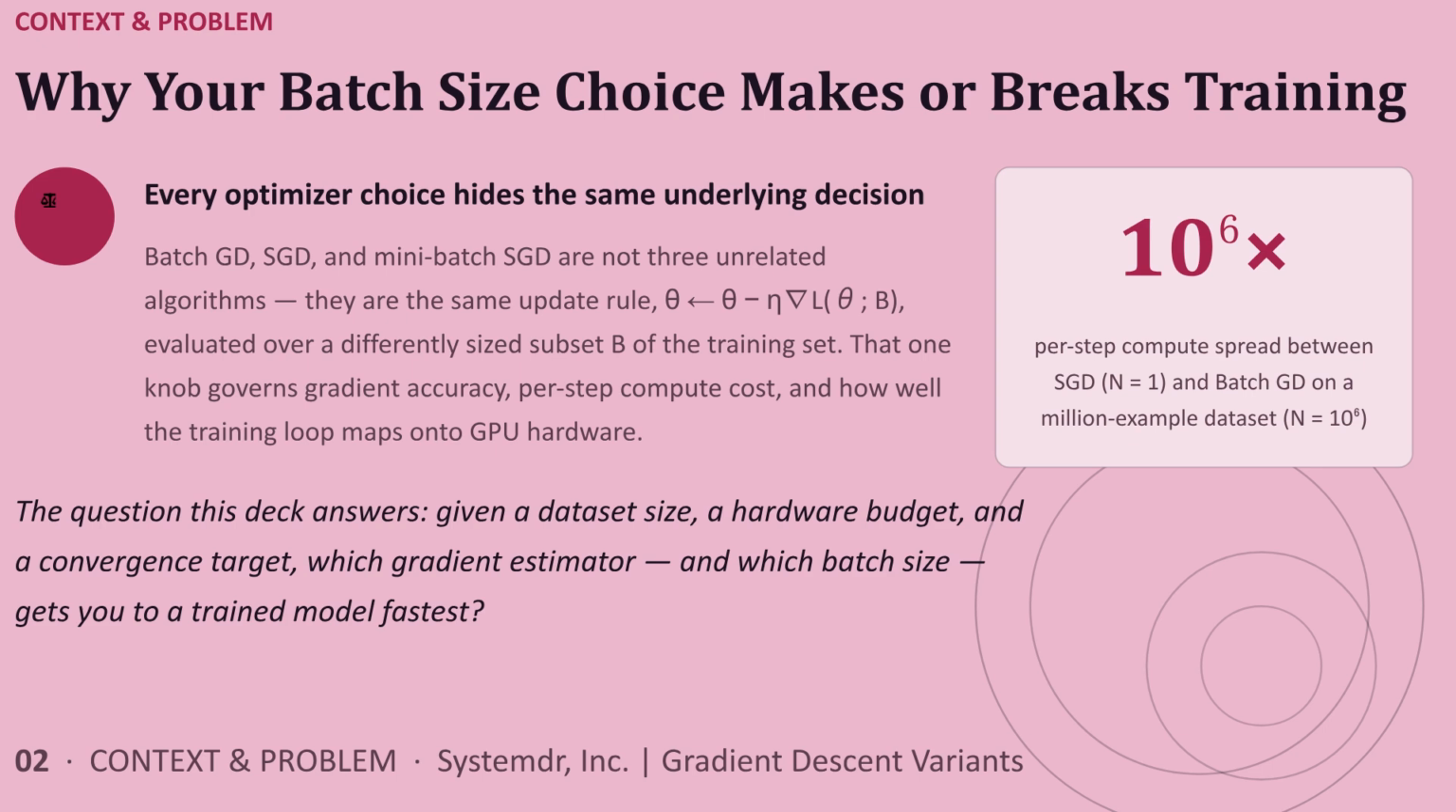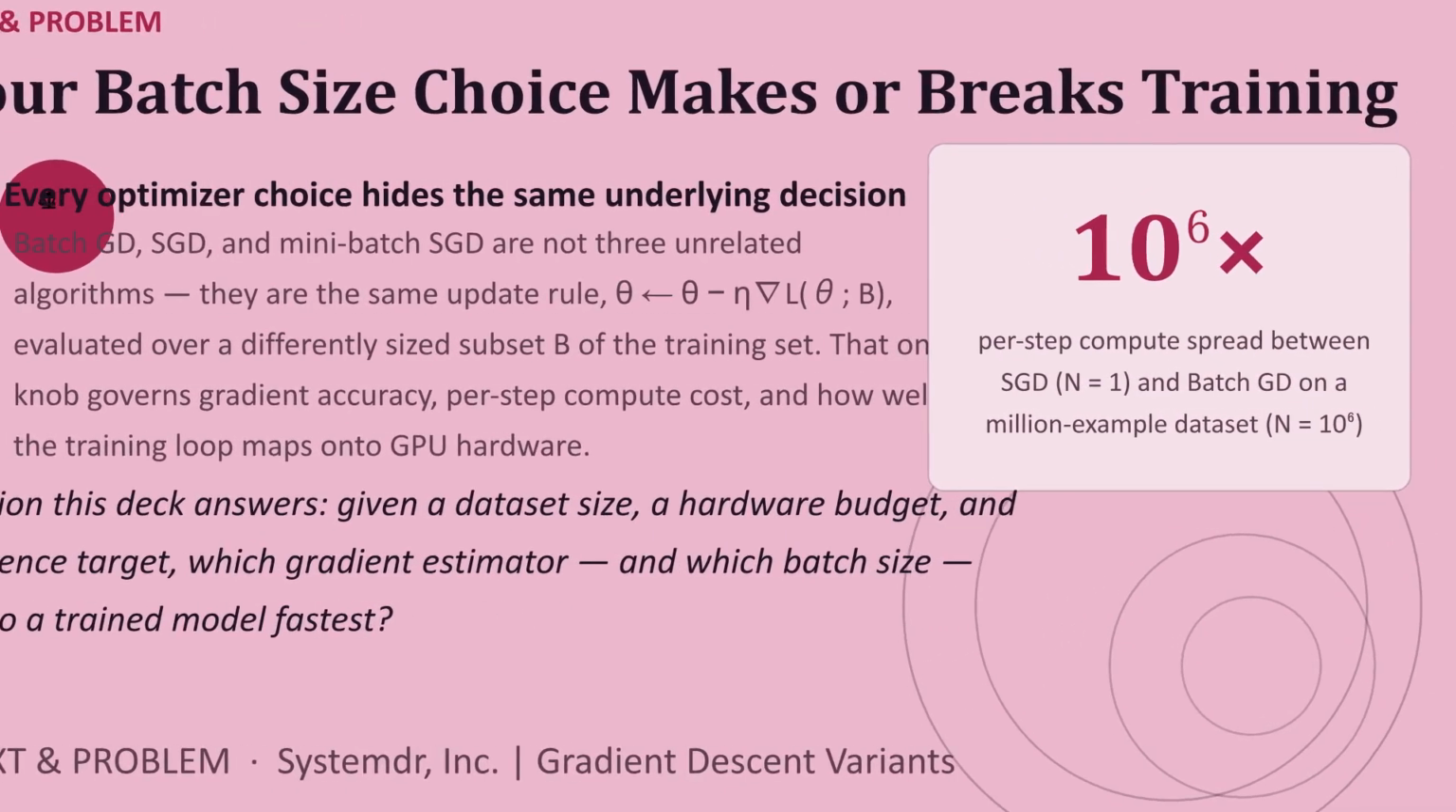To make that concrete, on a 1,000,000 example dataset, the per-step compute cost can span roughly 6 orders of magnitude between SGD, where B is just one example, and full batch gradient descent, where B is the entire dataset. That's not a rounding error. That's the difference between a training step that takes milliseconds and one that takes minutes. So here's the question this whole deck is really answering. Given your dataset size, your hardware budget, and a convergence target, which gradient estimate and which batch size gets you to a trained model the fastest? Let's build the mental model that lets us answer that precisely.